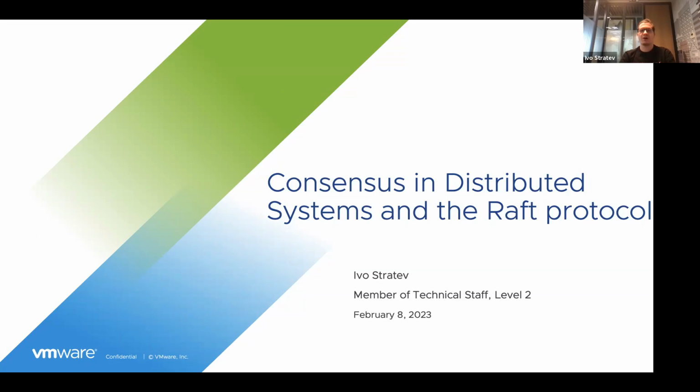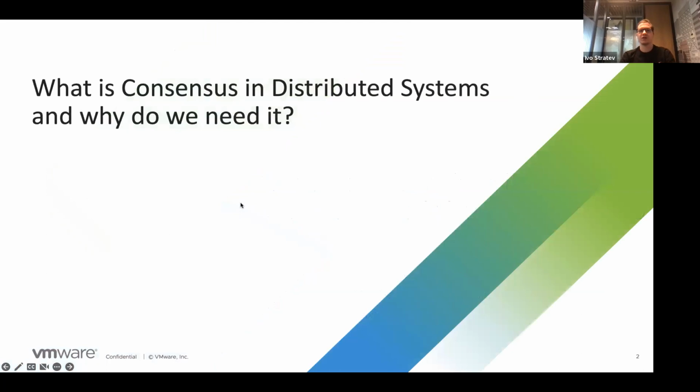But yeah, today we'll talk about consensus in distributed systems and more precisely the Raft protocol. So what is consensus in distributed systems and why do we need this? First, let's talk about what we mean by distributed systems. For me personally, a distributed system is any system where there are at least 2 machines that work in some way together to achieve a common task.